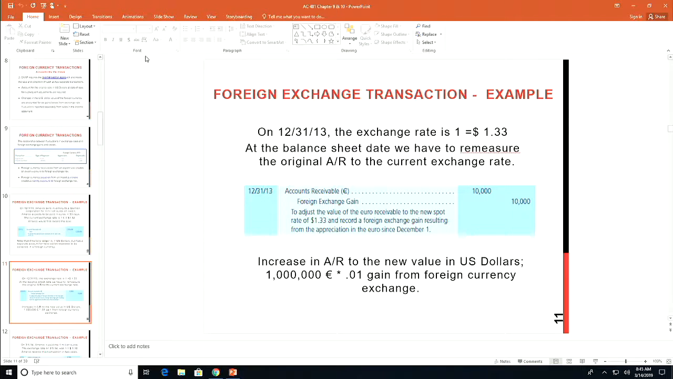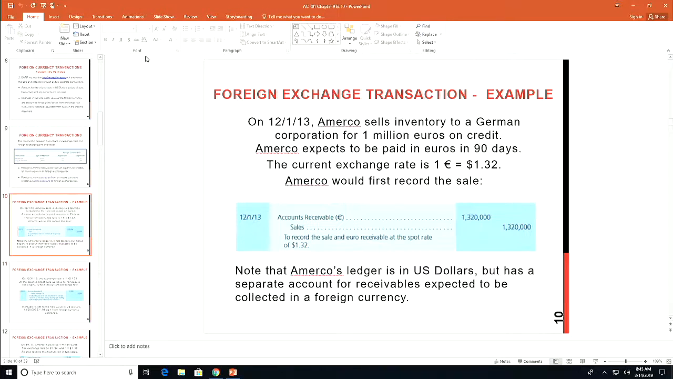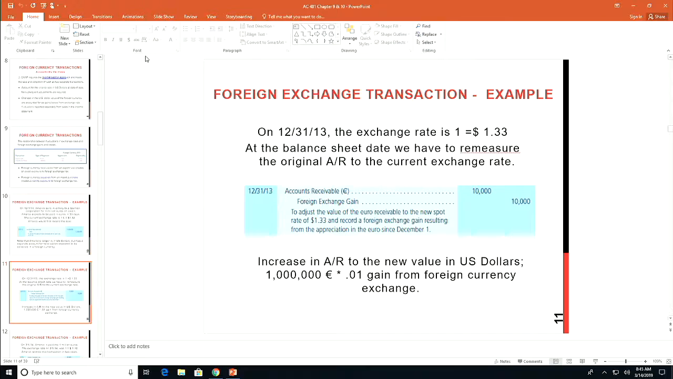So now, who can tell me whether the euro actually appreciated or depreciated? In our previous example, let me write down the date. December 1st, here 1 euro was $1.32. Now at the end of the year, when you are closing your books, December 31st, 1 euro is equal to $1.33. So the value of the euro went up or down?